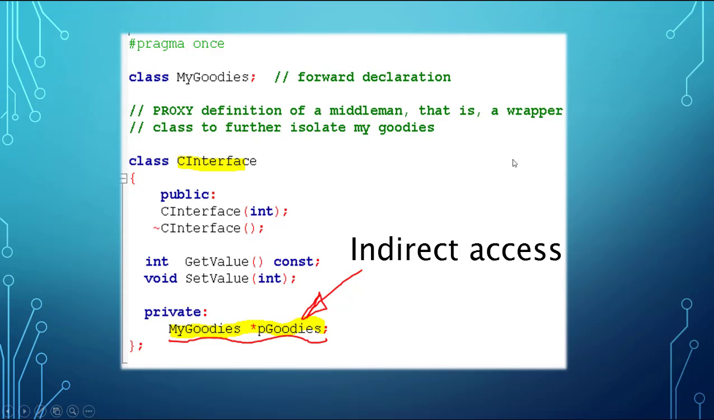So here it is. The middleman, the interface for it, says, here's my goodies. Notice I say class MyGoodies, a forward declaration. This thing does not know about MyGoodies. It only knows it's coming. And it's a pointer to MyGoodies, I use P for pointer.